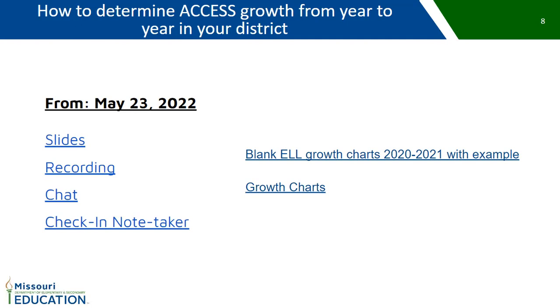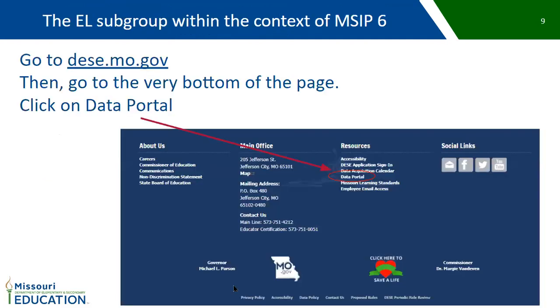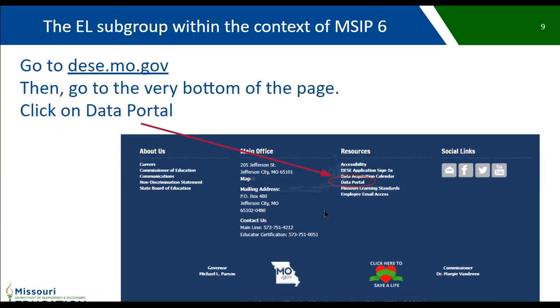So I'm not going to spend a lot of time going back and repeating what was in May 23rd's check-in. But again, I invite you to go back and review those slides and the recording and that note taker and get that information that way. But I will go into the next question, which is how can I see the subgroup within the context of MSIP 6. So there's a way that you can find this information on your own. And I'm going to walk you through that today.